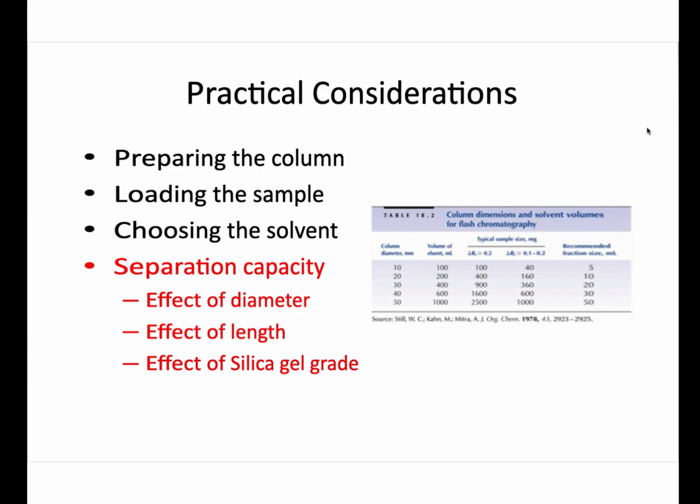So the length of the column, not the entire column, but the length of the stationary phase, the height of the silica amount, and the diameter and the grade of the silica gel, I mean the size of the powder, have an effect. This table here illustrates it, and there is a paper provided for you, published in 1978, which is very good to well define the idea of column chromatography.